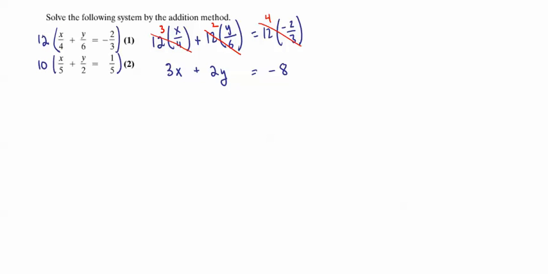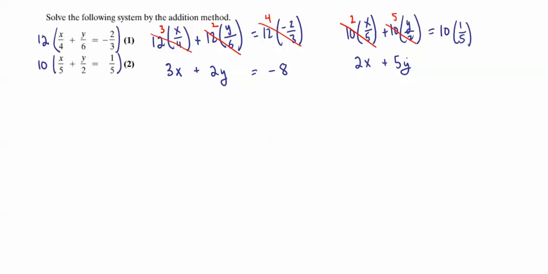Second equation, we are going to multiply everything out by 10. So we have 10 times x over 5 plus 10 times y over 2 equals 10 times 1 over 5. And the 10 divided by 5 is 2, and so we end up with 2x there. 10 divided by 2 is 5, so plus 5y there.